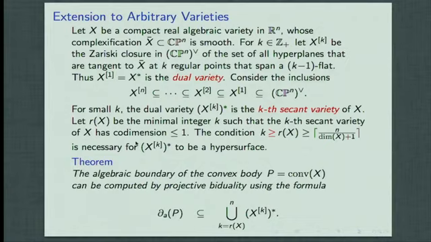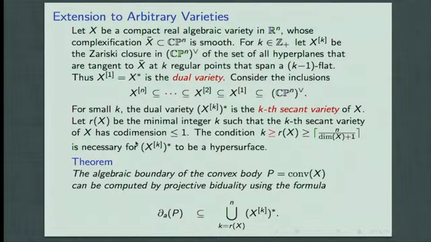I'm going to be interested in the case when this X^K star is a hypersurface, dimension 1, given by a single polynomial. Then we have the following general theorem. So we're interested in the convex body, the convex hull of X. That's a compact convex body in R^n.